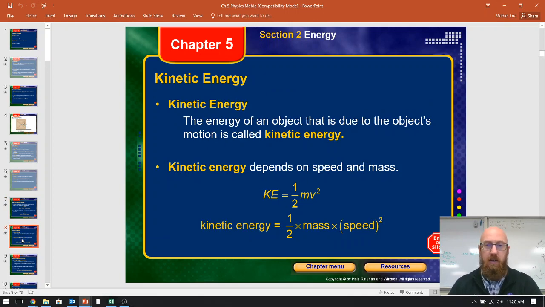Kinetic energy. All right, back to physical science. KE, or kinetic energy, is 1/2 times the mass times velocity squared. Please don't forget the squared. It's a common mistake. Kinetic energy is the energy of movement. That's why you have speed in the equation.